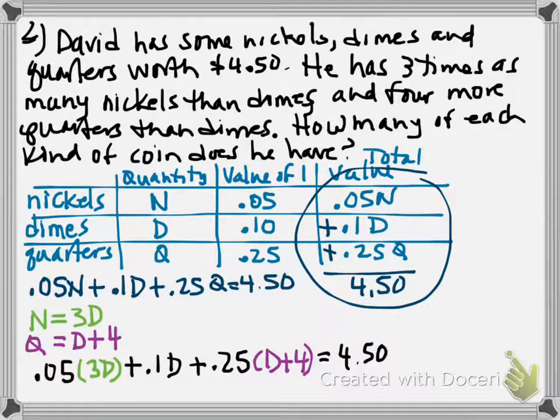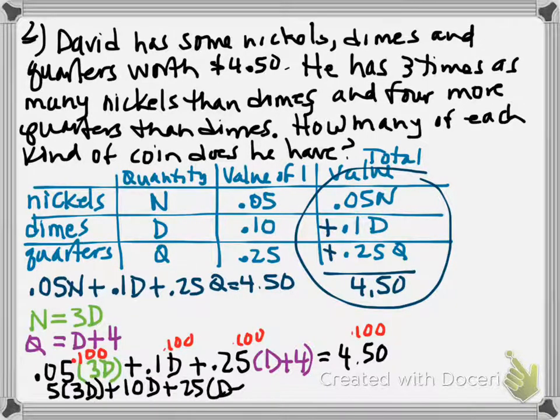So I don't like the decimals, so I'm going to get rid of them. I'm going to multiply by 100. And that's going to give me 5 times 3D plus 10D plus 25 times D plus 4 equals 450.